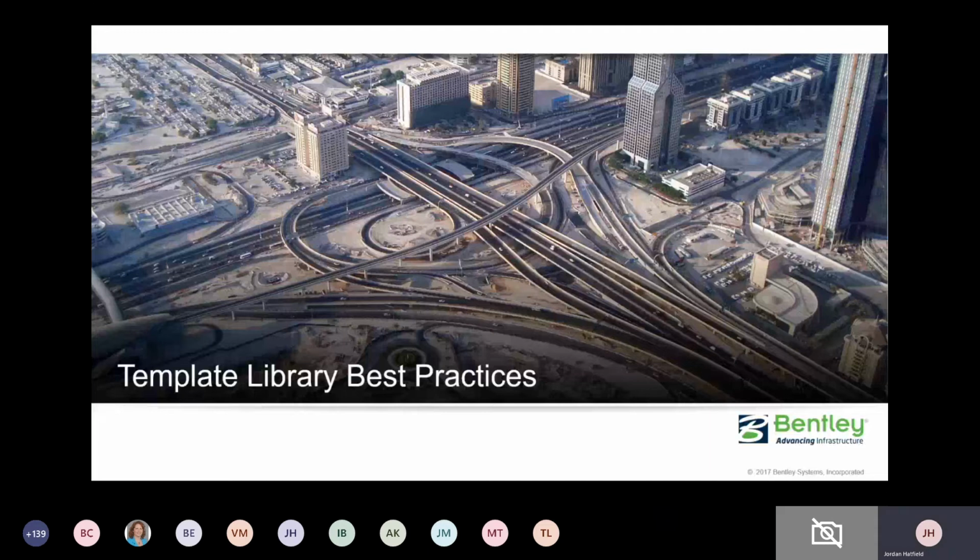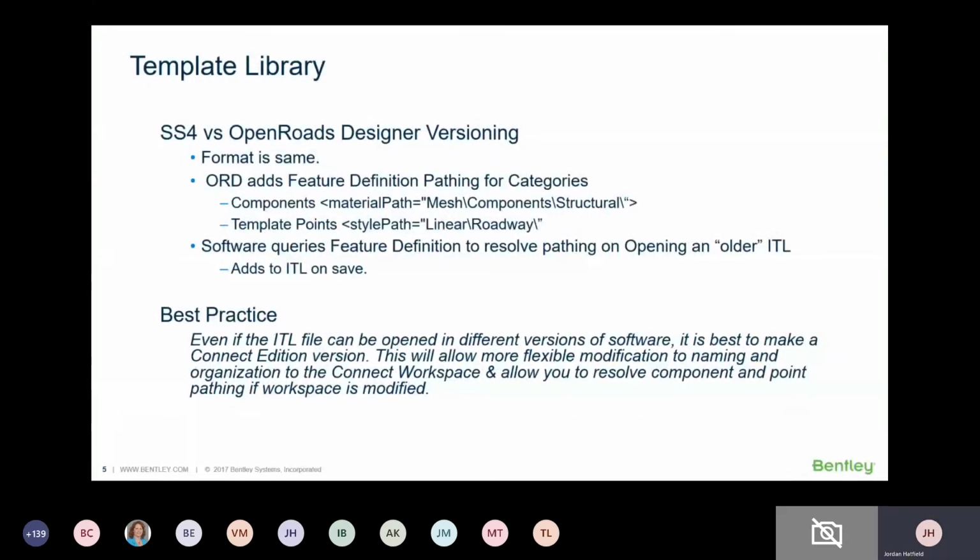All right, so next we're going to take a look at template libraries and what some best practices are. The format has stayed pretty much the same between SS4 and OpenRoads. So it's still going to be an external file that you load into the software. That's not going to change, but it's going to be really your only one that works that way. So you're no longer going to have an ALG or GPK file.